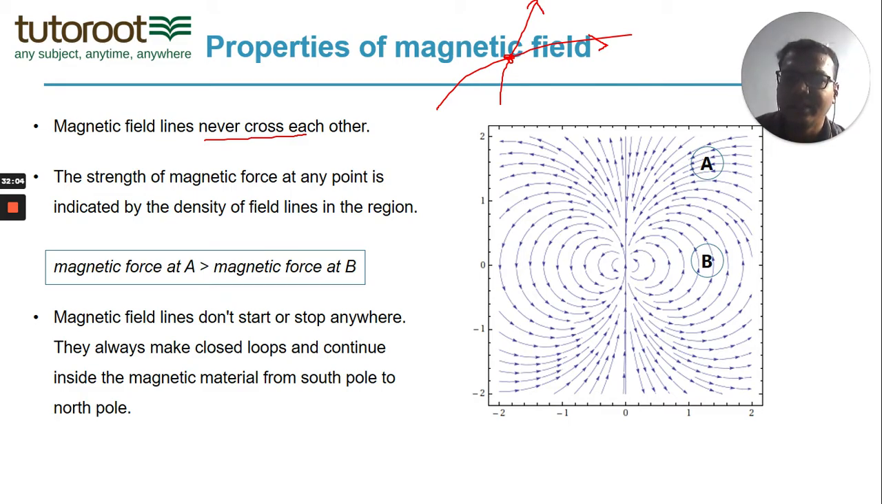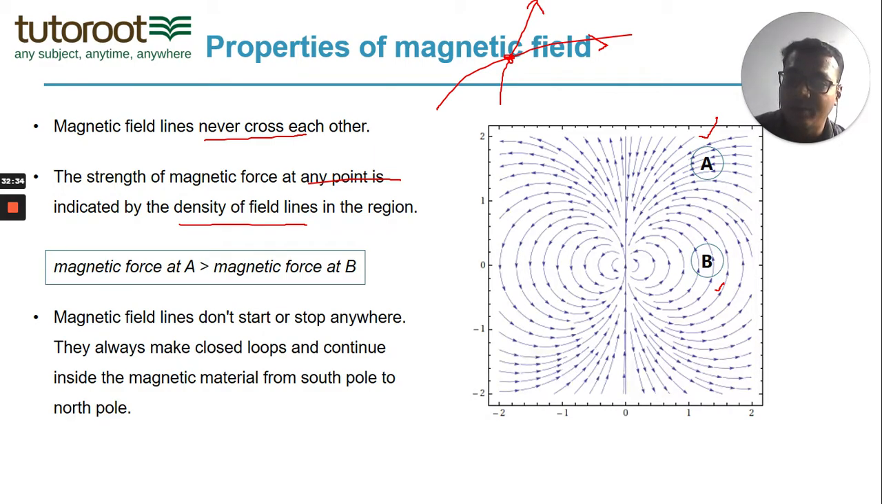Next, the strength of magnetic force at any point is indicated by the density of field lines. So I have taken two examples here. You can see A and B. In A and B, you can see that there are more magnetic field lines passing through A. The intensity of lines crossing through that area is more at A. Hence, we say that a magnet situated at A will experience a larger amount of force compared to a magnet situated at B.